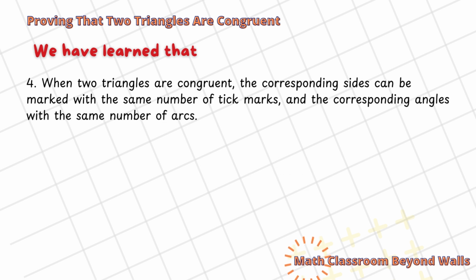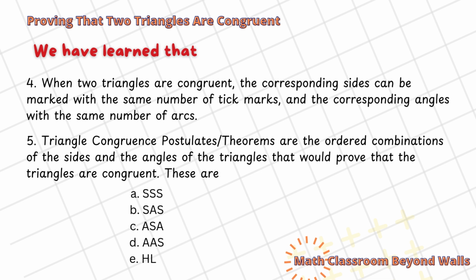Fourth, when two triangles are congruent, the corresponding sides can be marked with the same number of tick marks, and the corresponding angles with the same number of arcs. Fifth, triangle congruence postulates or theorems are the ordered combination of the sides and the angles of the triangles that would prove that the triangles are congruent. These are A. SSS, B. SAS, C. ASA, D. AAS, and E. HL.